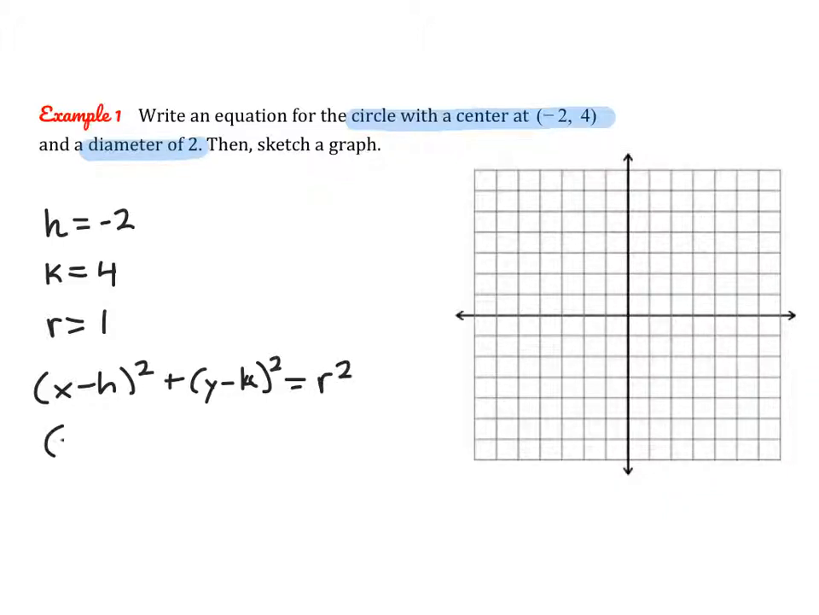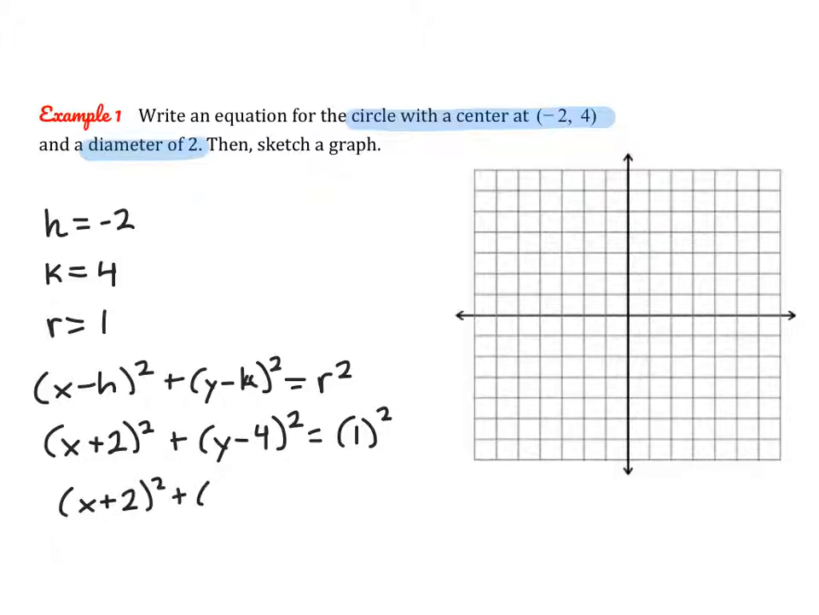So here we have x minus -2, which will become plus 2, squared, plus (y - k) squared equals r squared, and then we'll just simplify r squared. And this is the equation of this circle.